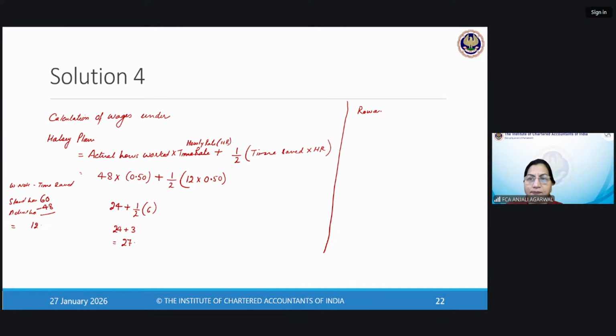Rowan plan, this should follow down here. I'm showing here. The formula is actual hours into hourly rate plus time saved upon standard hours, multiplied by actual hours into hourly rate. So both guarantee the time rate. So team, Rowan gives a higher bonus.